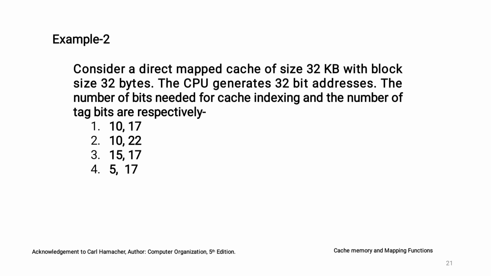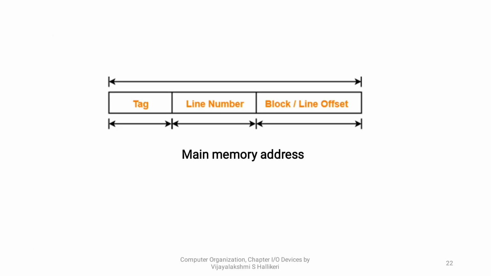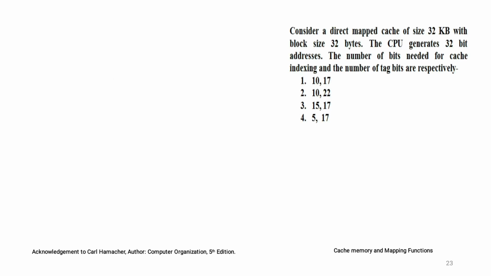Already we found in our discussion, line number 10 bits, word offset 5 bits. How many tag bits? This depends on main memory size. Exactly this is what I discussed with respect to the previous problem. Line number 10 bits, offset 5 bits. If we subtract these two from the total, then we'll get how many tag bits. Okay.